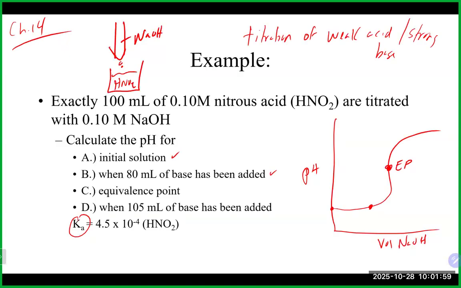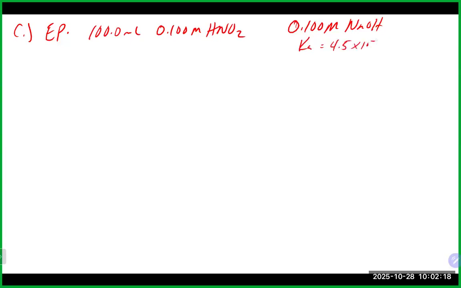And again, we have 100 milliliters of 0.1 molar nitrous acid with 0.1 molar sodium hydroxide and a Ka value of 4.5 times 10 to the minus 4. All right, so at this point, obviously we are adding, so we do need to do an ICE table like we've been doing, in moles.